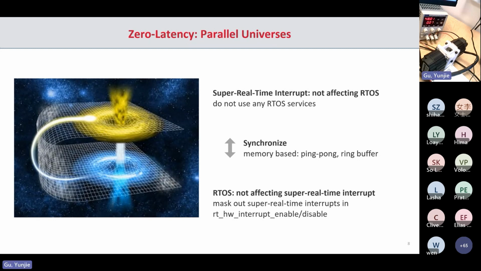So they are like two parallel universes. They do not affect or hamper each other, but they can talk to each other via, say, a wormhole. This is synchronization. If there is a need for data communication between the super real-time interrupts and the RTOS, we can use some synchronization mechanisms. But we can't use anything related to the RTOS itself. We can't use a mutex, we can't use a semaphore, but we can use memory-based synchronization, say a ping-pong mechanism or a ring buffer, which is not related to the RTOS.